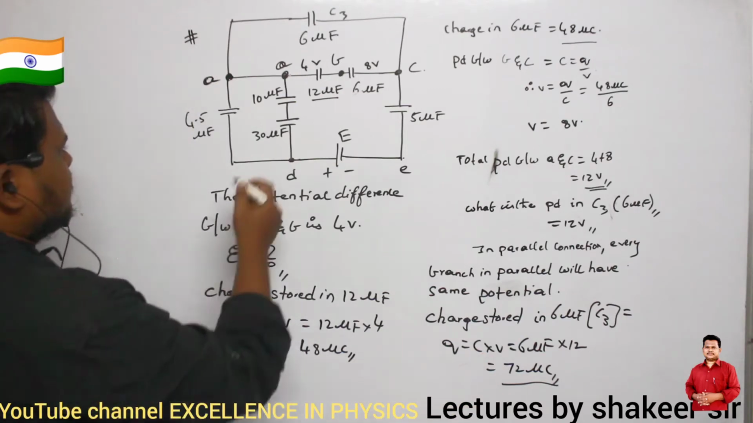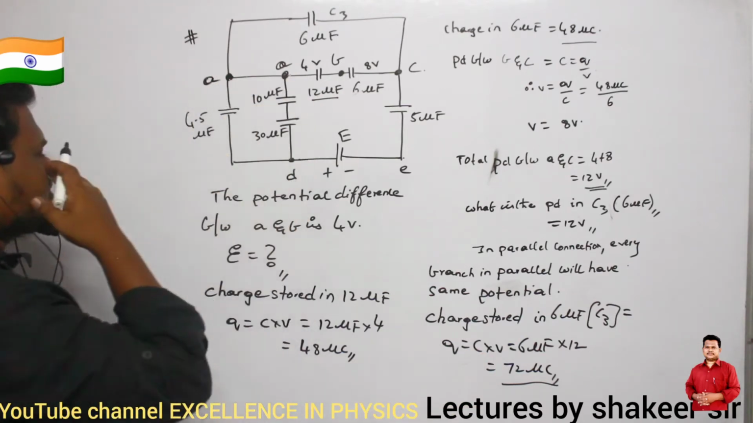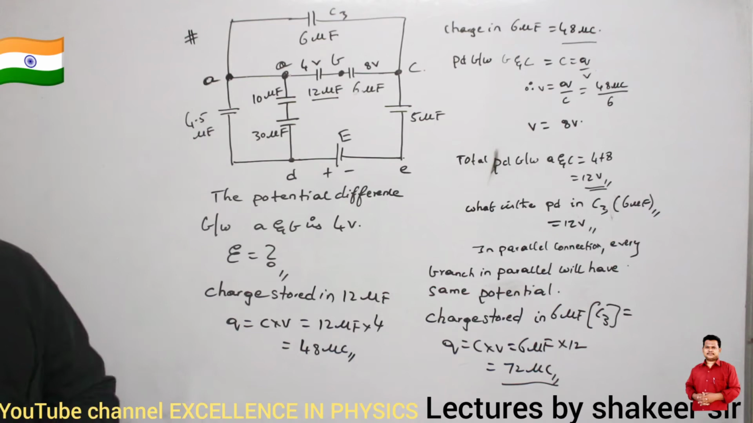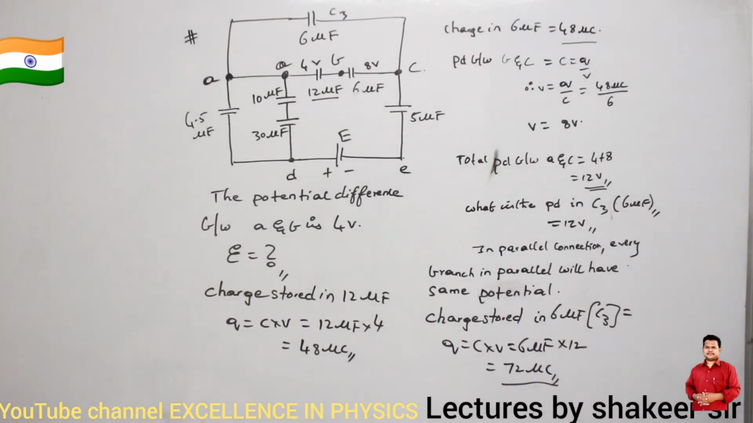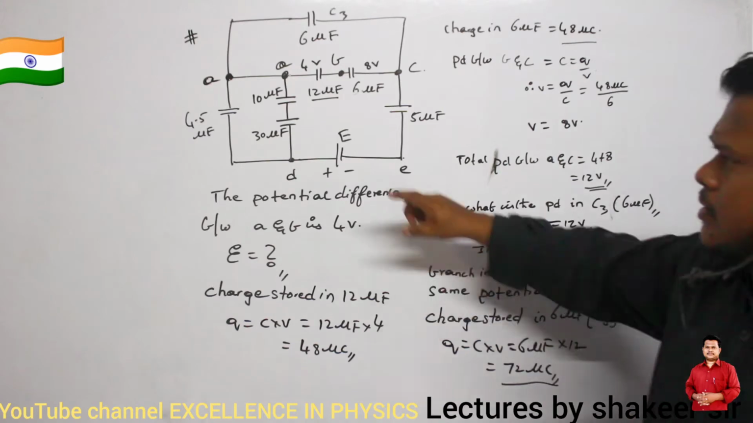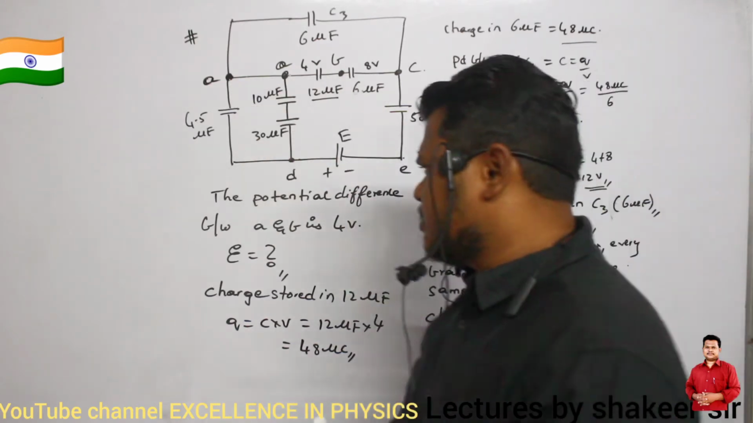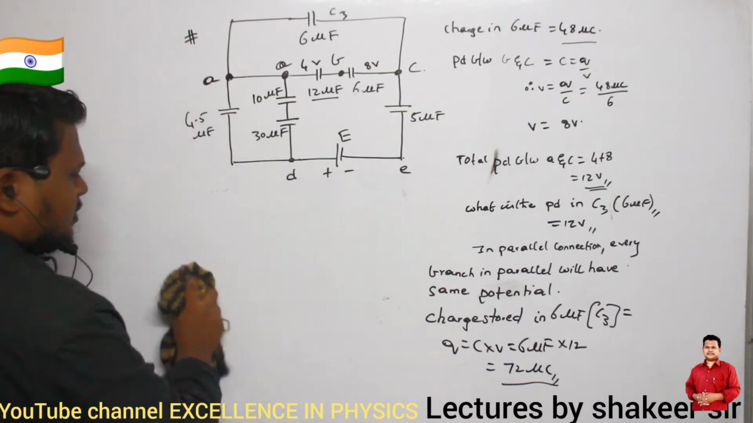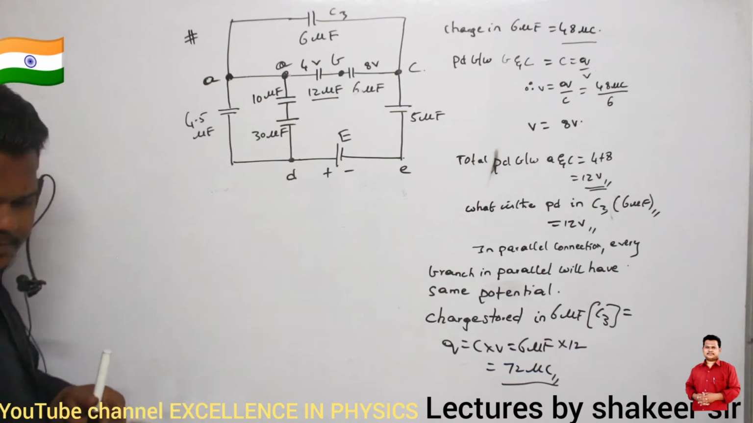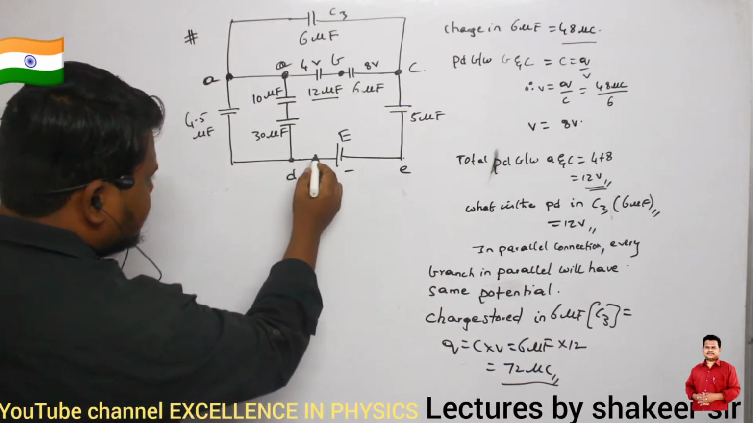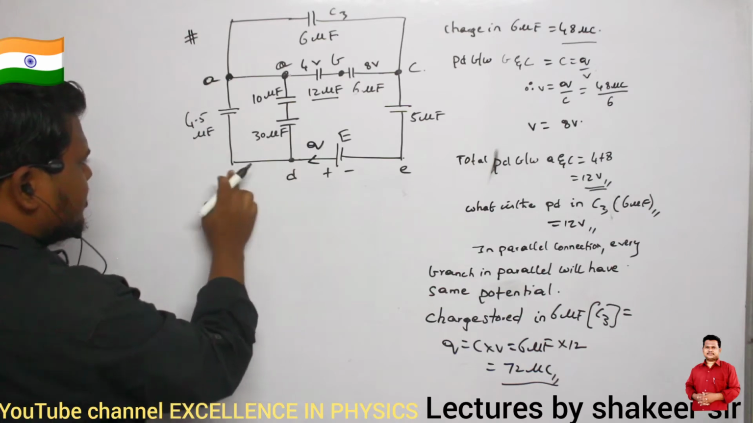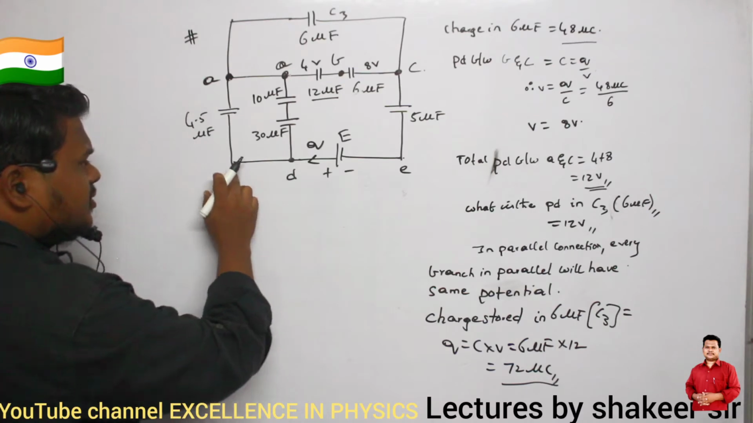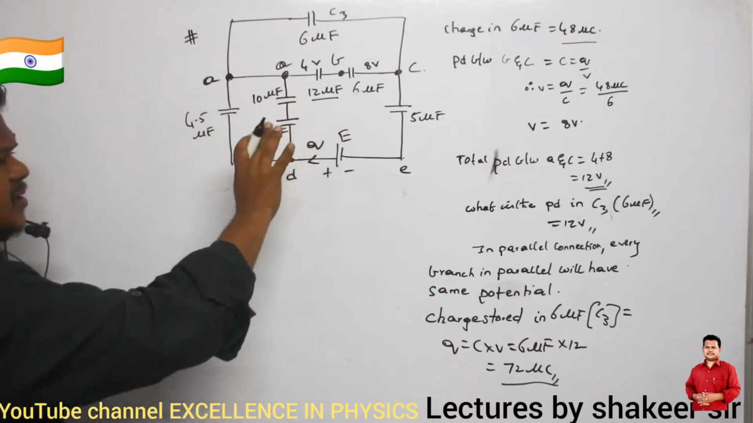Now, this branch and this branch, are they in series or are they in parallel? This is our battery, no? Battery produces a charge. Will this charge get distributed into 2 branches or not? The charge which is produced here will definitely get distributed, no? It means this branch and this branch are definitely in parallel.